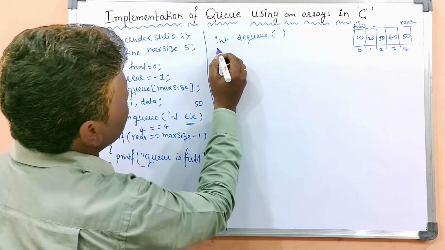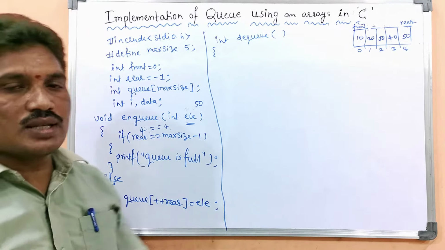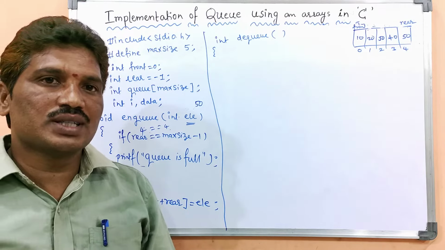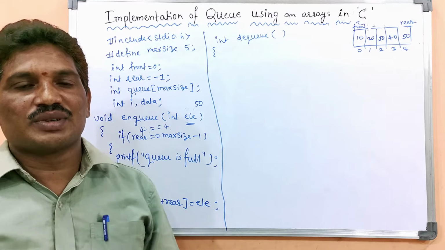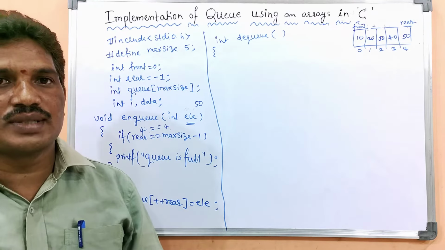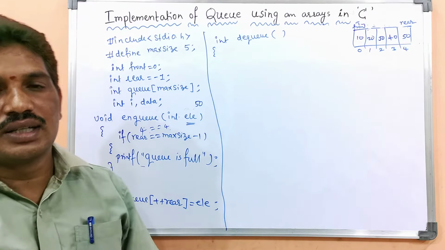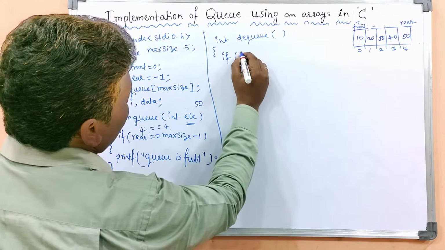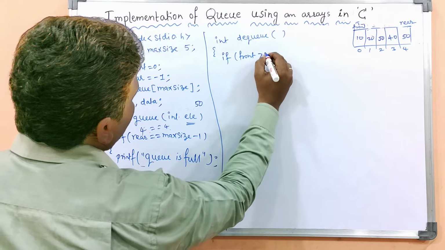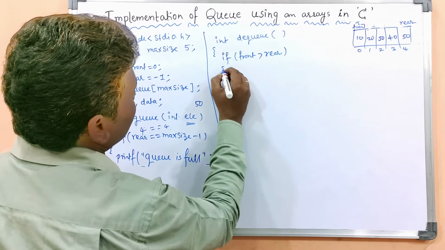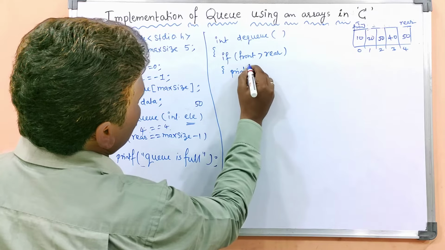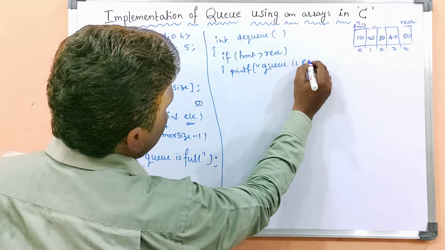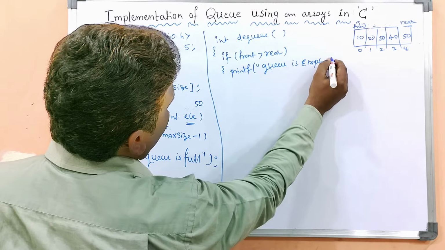Dequeue means you can delete the front element from the queue. What you have to do is check the condition whether the queue is empty or not. If the queue is empty, we can't delete an element from the queue. The condition is: if front equal to rear, and if the condition is true, then the queue is empty. Got my point?